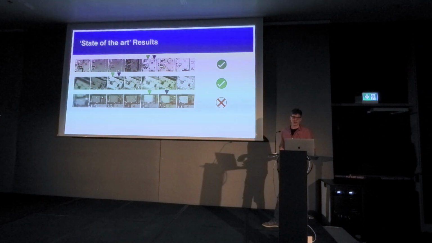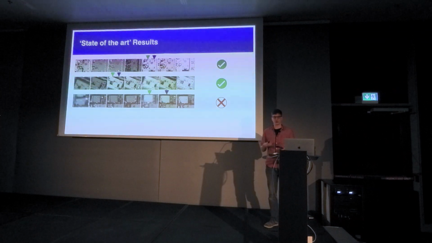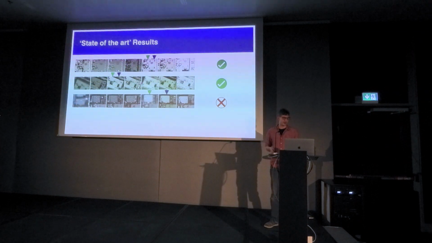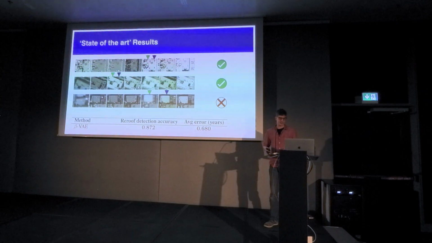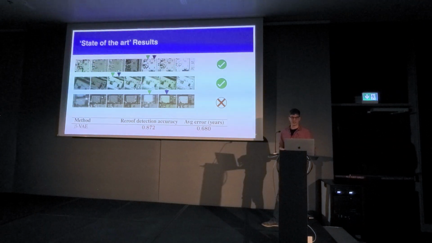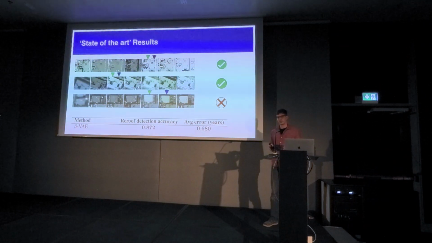There's always various stuff happening on the roof besides the roof being replaced. But I think with more data, this was a relatively small data set, we can learn the space of variance that we care about. And so overall, on our test data set we got to an average error of about 0.68 years, so we were able to predict the roof age fairly accurately.